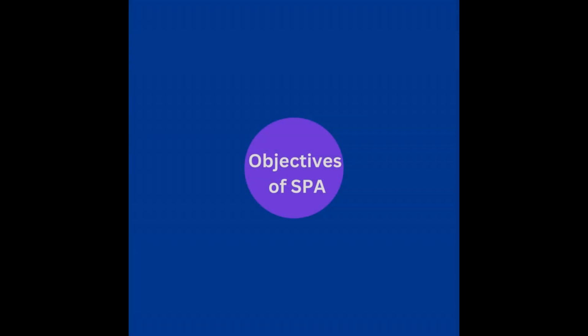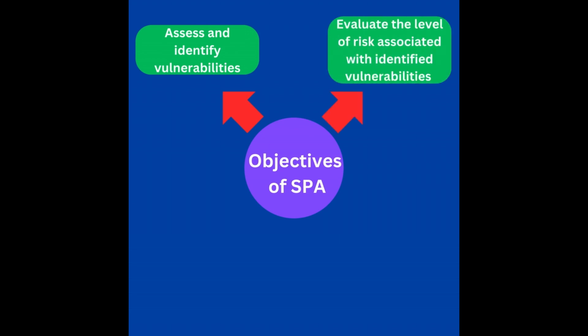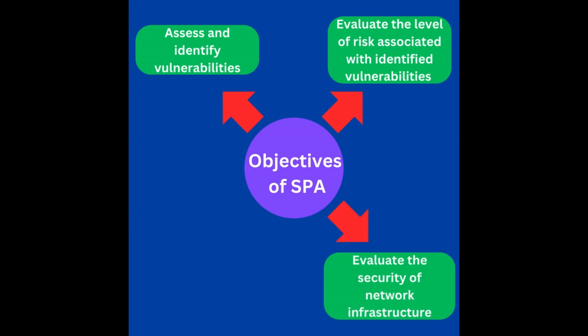The objectives of SPA are: assess and identify vulnerabilities, weaknesses, and gaps in the organization's security. Evaluate the level of risk associated with identified vulnerabilities and assess the potential impact on the organization's information assets. Evaluate the security of network infrastructure, servers, endpoints, and other critical assets. Provide recommendations and mitigation for improving the organization's security posture.